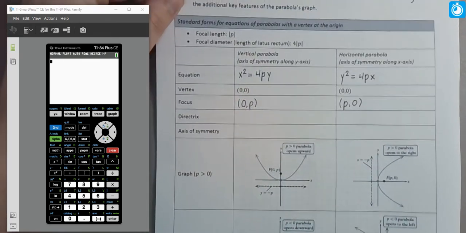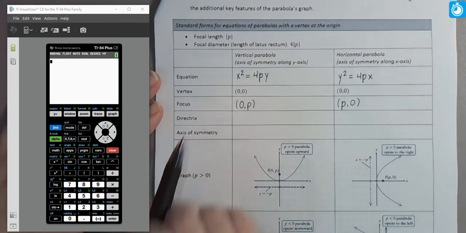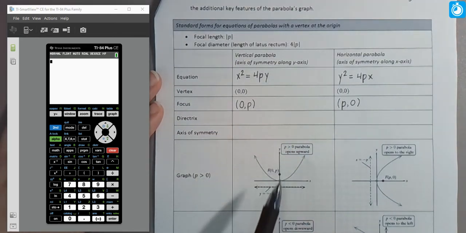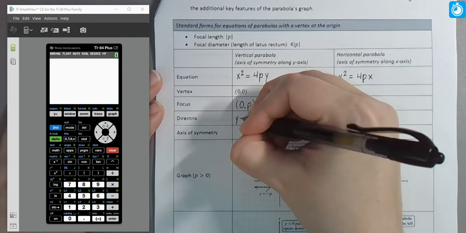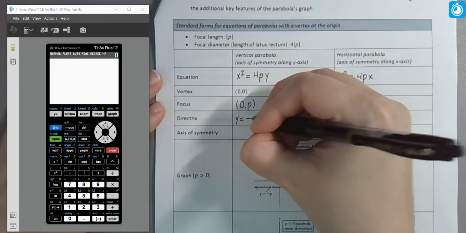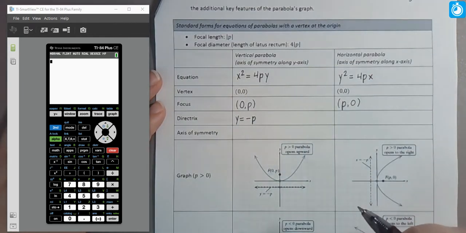Now, once we know p, we can also determine the equation of the directrix. So the directrix for a vertical parabola, if the axis of symmetry is vertical, the directrix is going to be horizontal. Well, every horizontal line is of the form y is equal to a number. Well, the definition for the directrix is that it's the line that's equidistant from the vertex but outside of the parabola. And in this case, it's going to be a horizontal line. So if we go p units, be that positive or negative, to get to the focus, we go negative p units to get to the directrix.